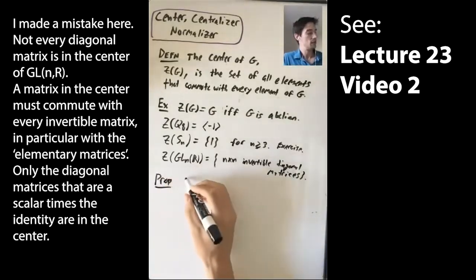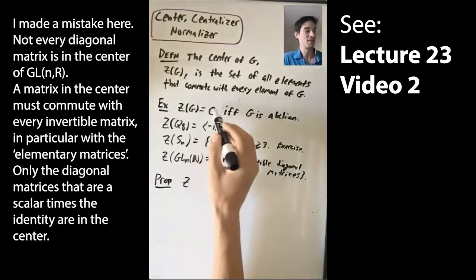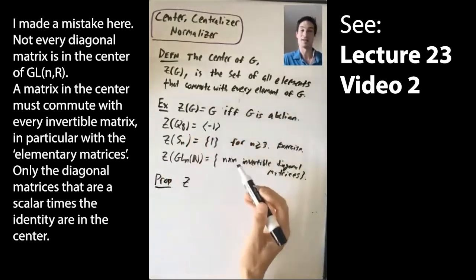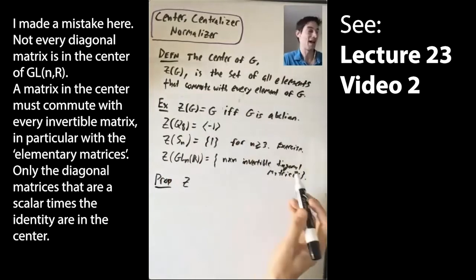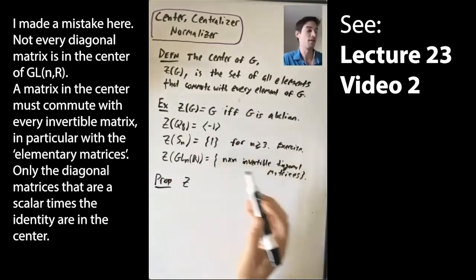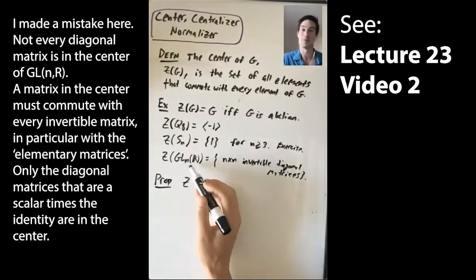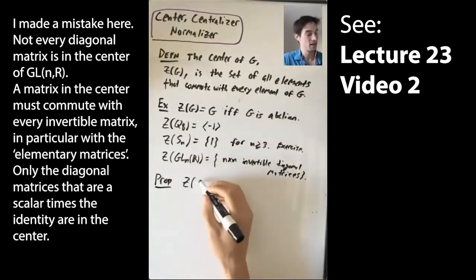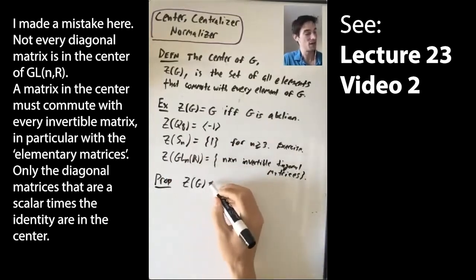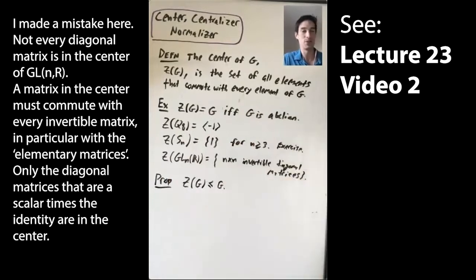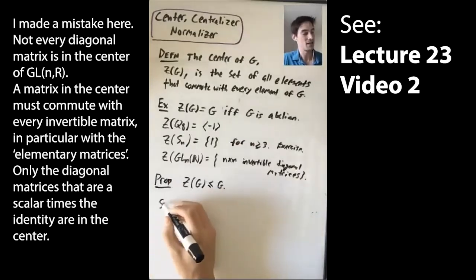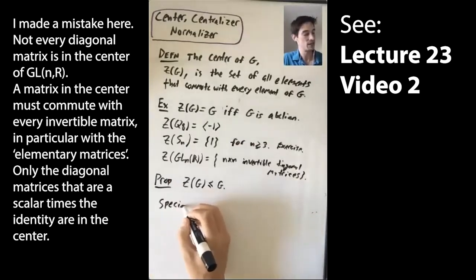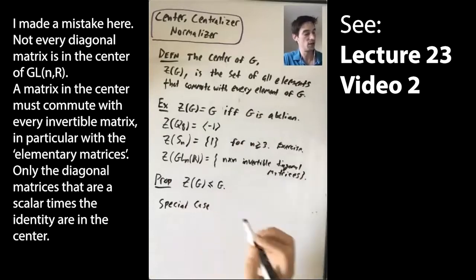So in all of these examples, we see that the center is a subgroup of G. It's not hard to see that the set of invertible diagonal matrices is a subgroup of GL_n(R). And this is a general phenomenon that for any group G, the center is a subgroup. And rather than prove this, I'll say that it's a special case of a more general construction.